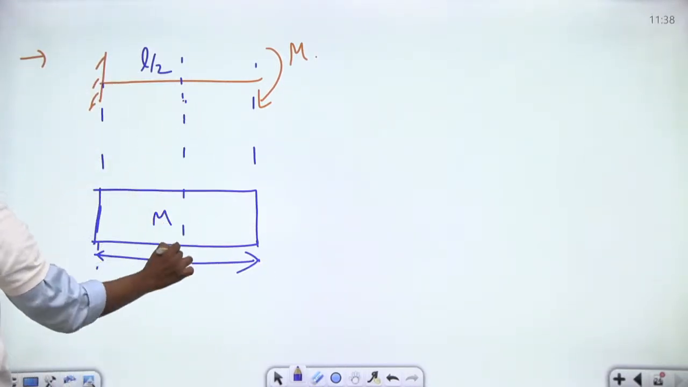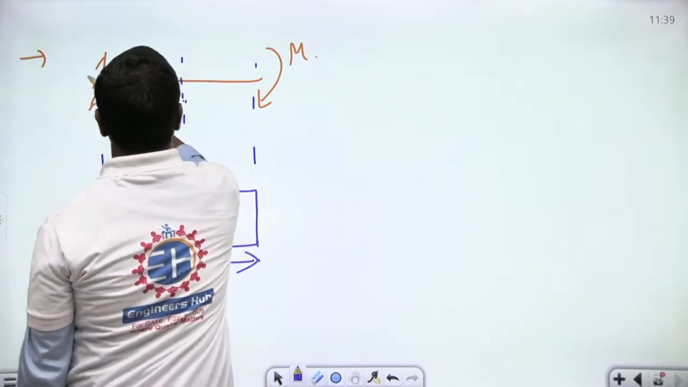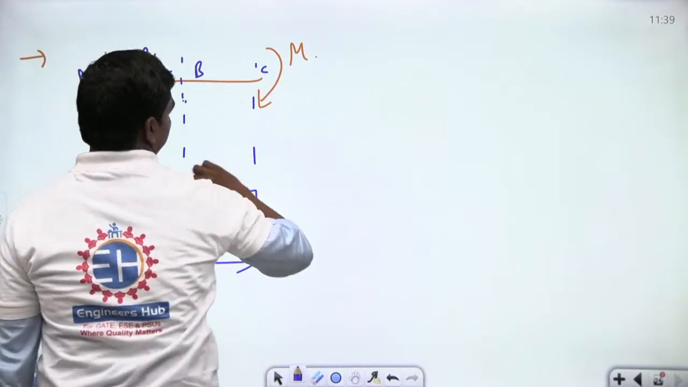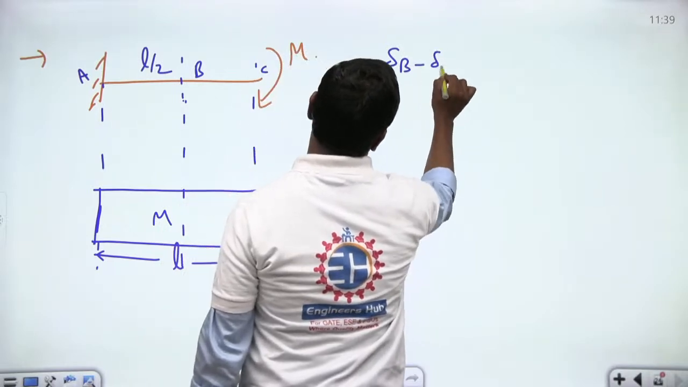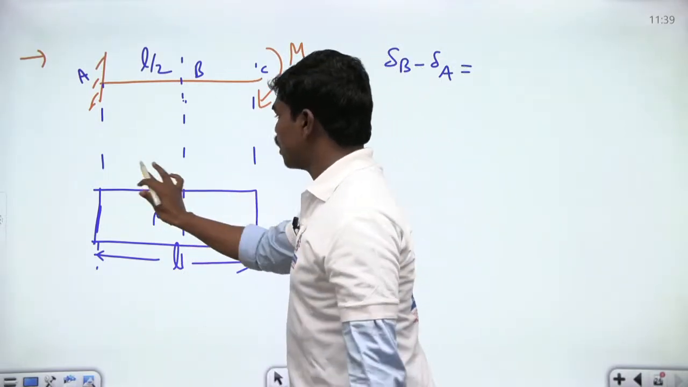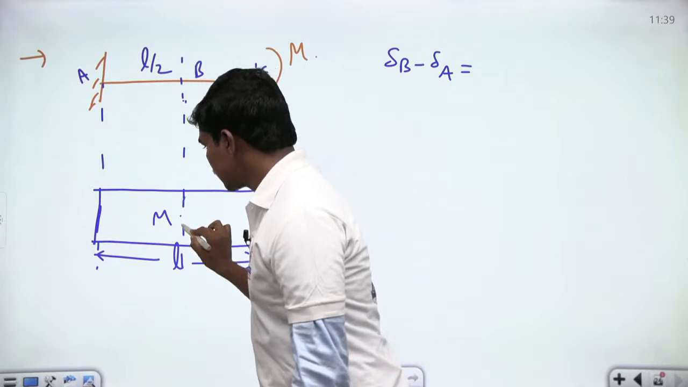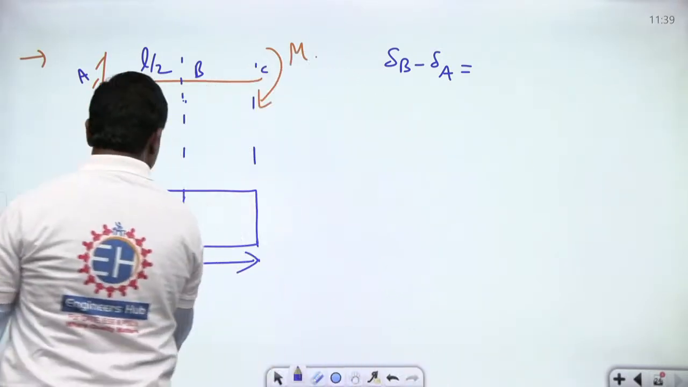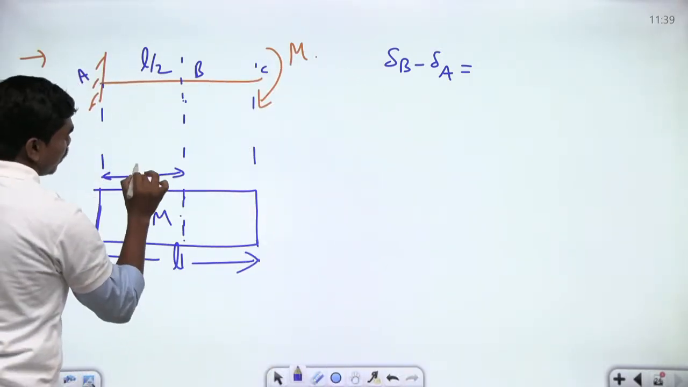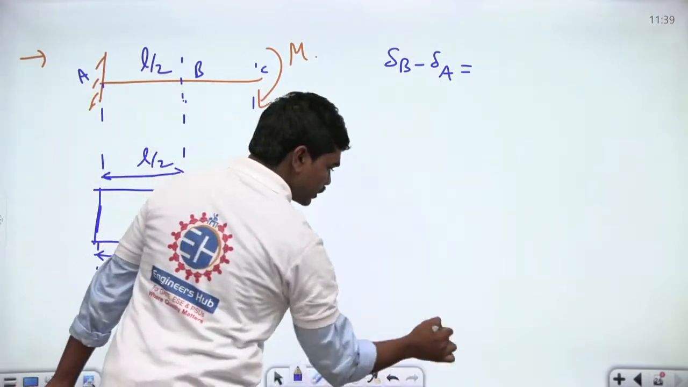Now, this is the section that you have, and generally, if these are the points A, B, and C, then if you want to write delta B minus delta A, this is equal to the moment of this area about this section, correct? So, this section which is of length L by 2 has its centroid located at this point.